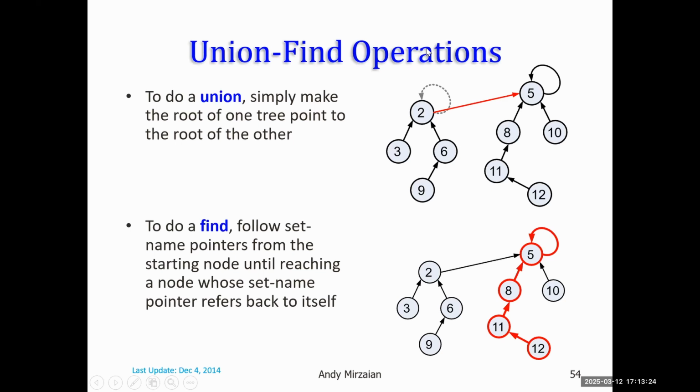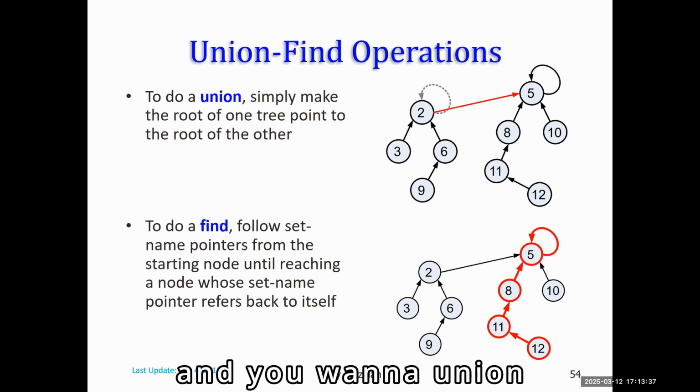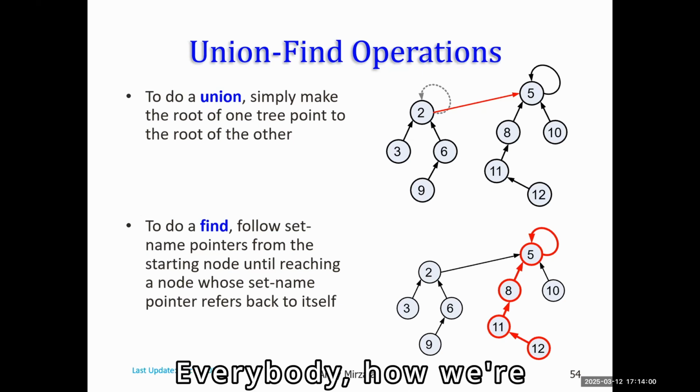And now, how do you do a union? If you have set 2 and set 5, and you want to union them together, you just have the root of the one point to the root of the other. And if you're a little fancy, you could say, well, which one's taller, and have the short one point at the big one. Everybody get how we're doing unions there?